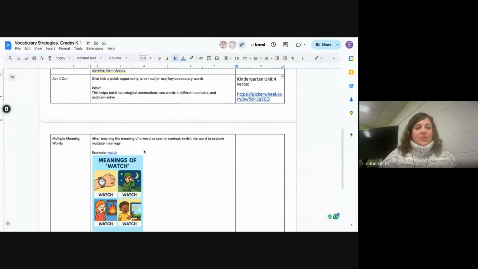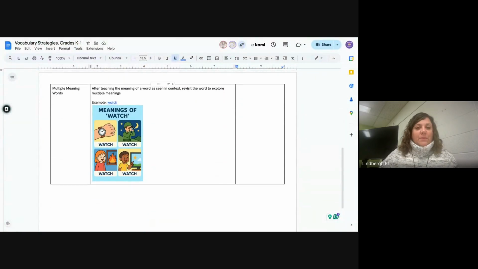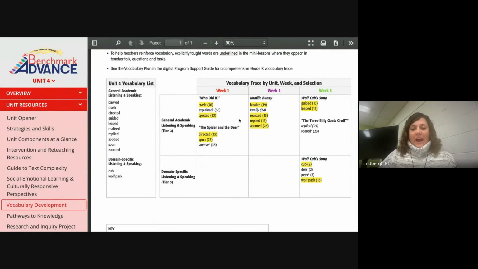The last thing you can do that's also extremely important for kiddos is multiple meaning words. So these may not pop up in every unit, but there are a lot of words that we work with that have so many different meanings. I'm looking at your unit. Potentially, there's a couple of words that could have different meanings. Pack, for example, and wolf pack might be a good one to work with.